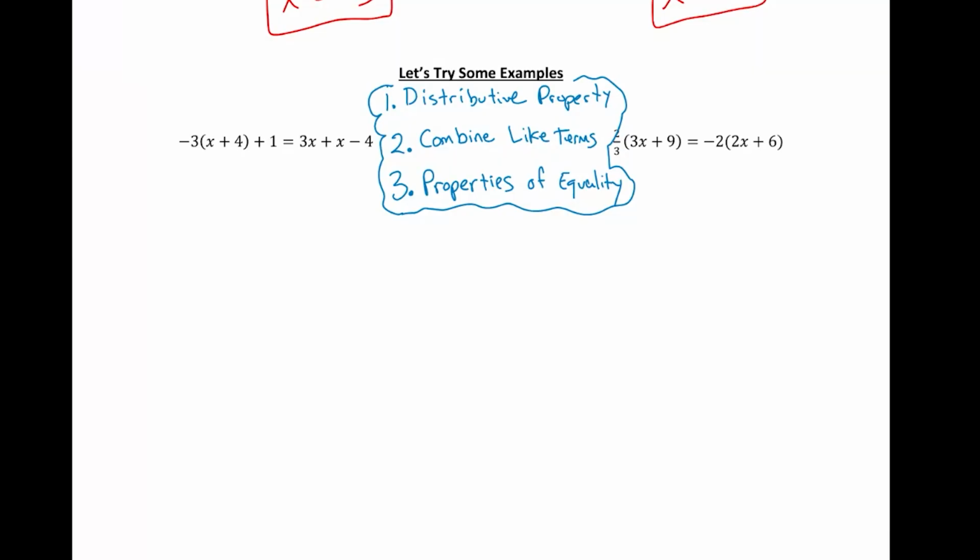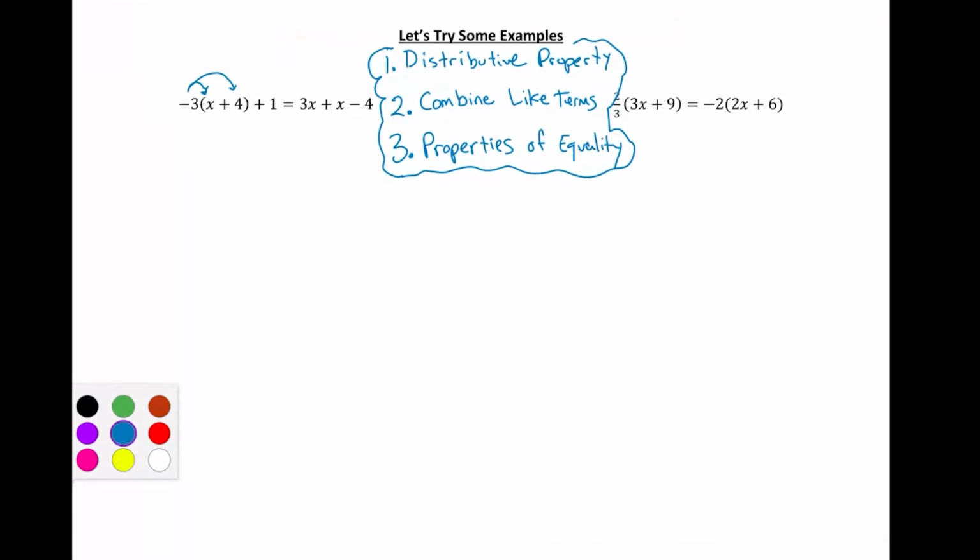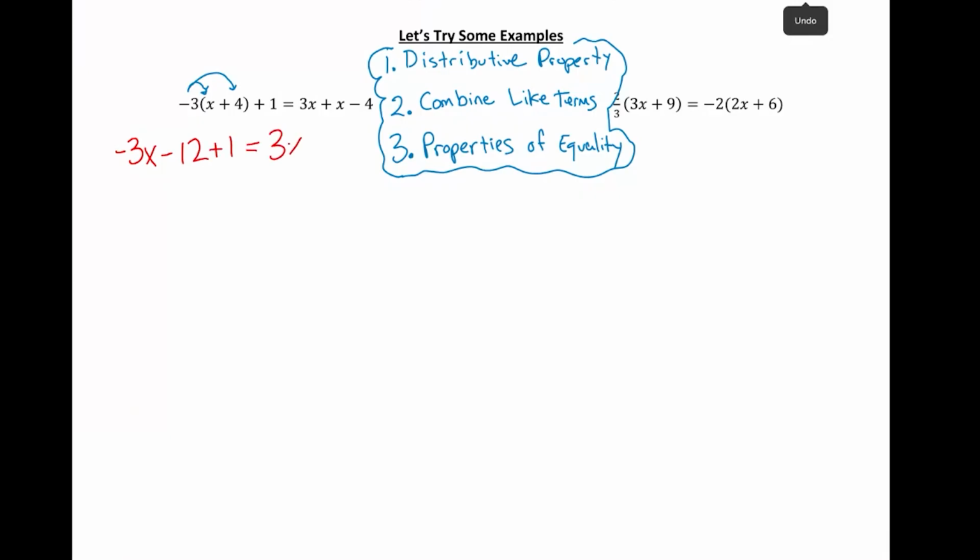So let's take a look at the left-hand problem here. I do notice I have some parentheses here. This x plus 4 is in parentheses, so I'm definitely going to want to use the distributive property and distribute that -3 to both x and to 4. -3 times x is -3x. -3 times 4 is -12, so I don't really want a plus there. I want a -12 plus 1 equals, and I'm not really going to mess with the rest yet.